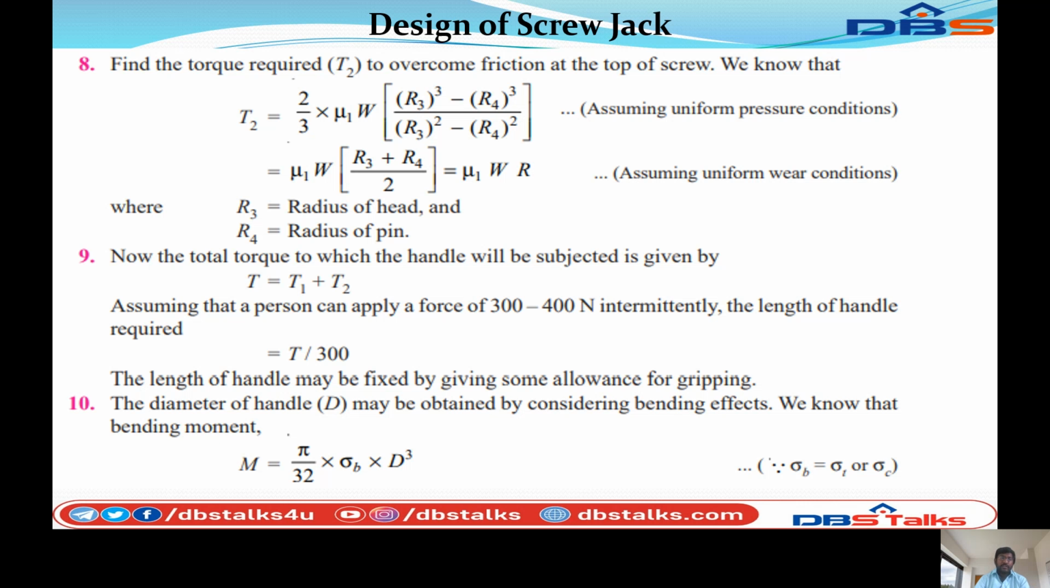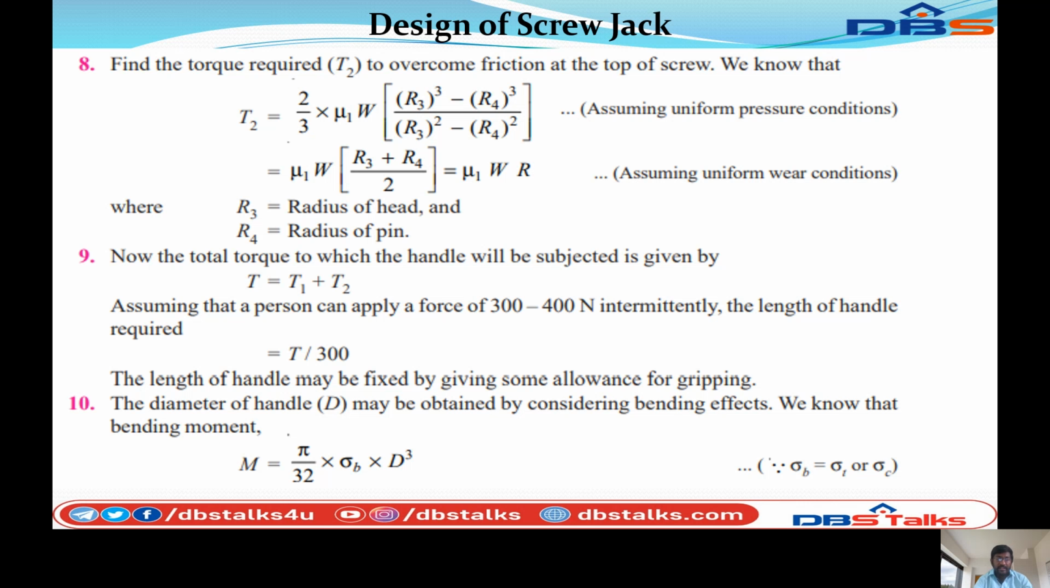Now next step, the total torque to which the handle will be subjected is given by the total torque T equal to T1 plus T2. T1 was already calculated in previous steps. So assuming that the person can apply a force of 300 to 400 Newton intermittently, the length of the handle required is T by 300. The length of the handle may be fixed by giving some allowance for gripping.